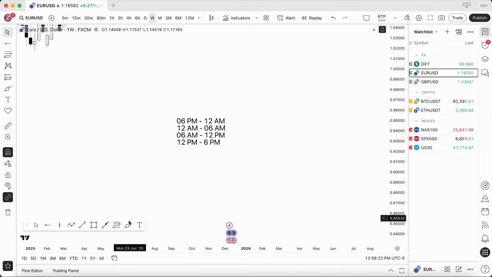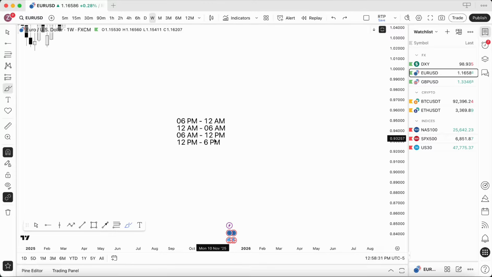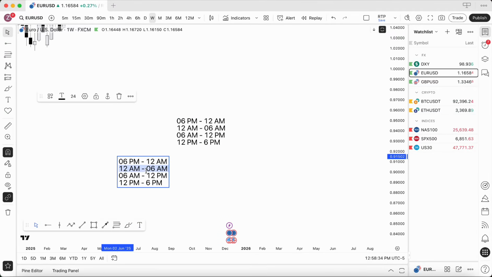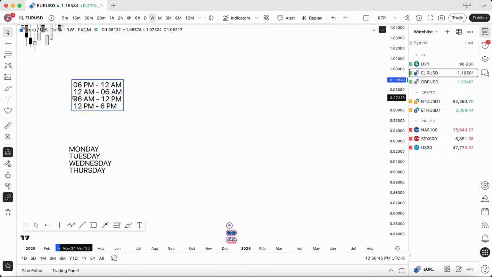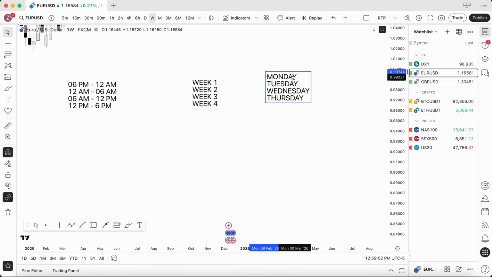remember this, sequential SMT is SMT between quarters. Quarters are like this. Also, quarters are Monday, Tuesday, Wednesday, Thursday. After that, quarters are week 1, week 2, week 3, week 4. Week 4, like that. This is what you have to look for.